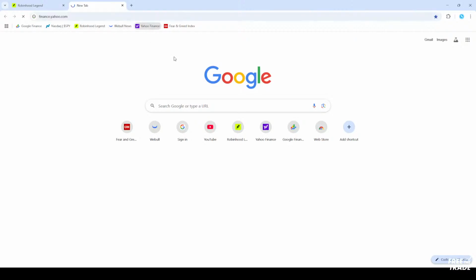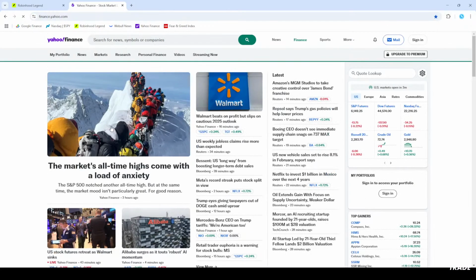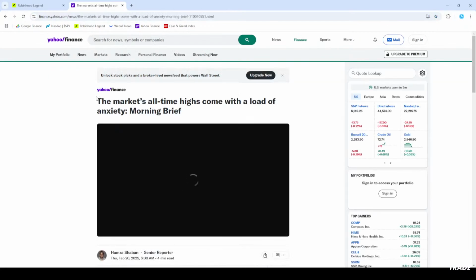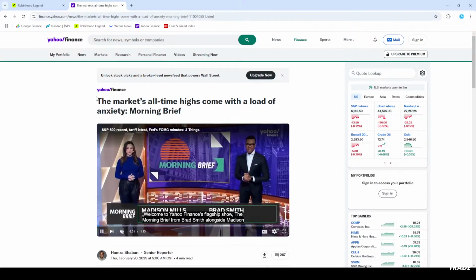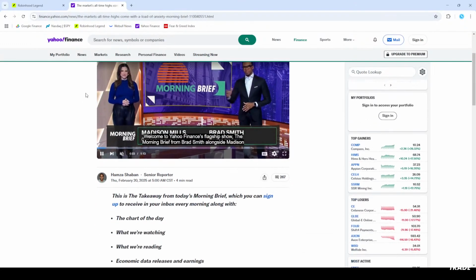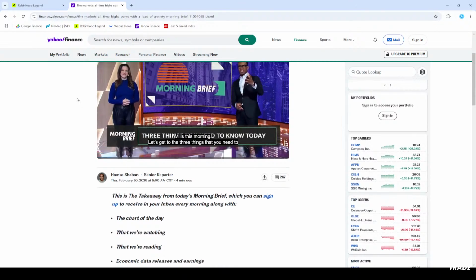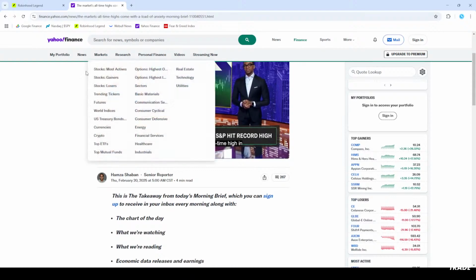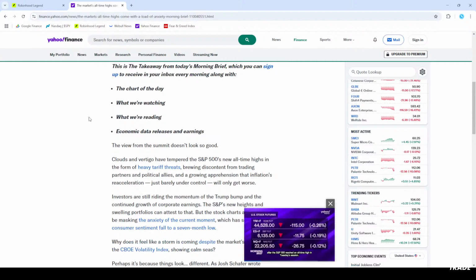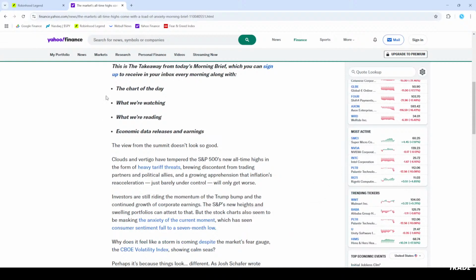Going back to that article on Yahoo Finance, "The market's all-time highs come with a load of anxiety." This is the morning brief. I can see, and you can feel, the anxiety in the market just with the low volume and the ups and downs. A lot of people are worried and a lot of people are nervous right now, and so it's an interesting time to be trading.